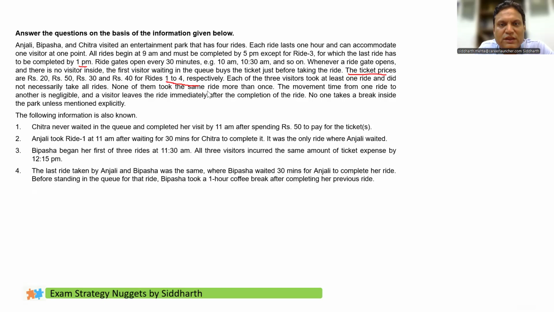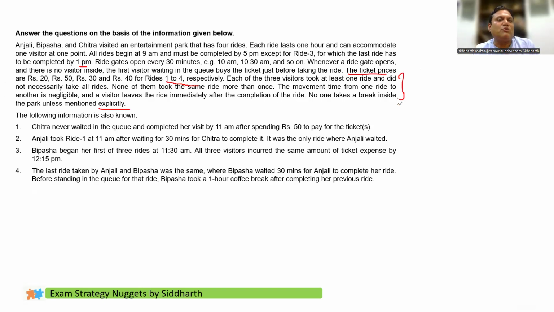None of them took the same ride more than once. These are essential constraints that are given. The movement time from one ride to another is negligible, and the visitor leaves the ride immediately after completion of the ride. No one takes a break inside the park unless mentioned explicitly. So these three, four constraints are given and very logical also.